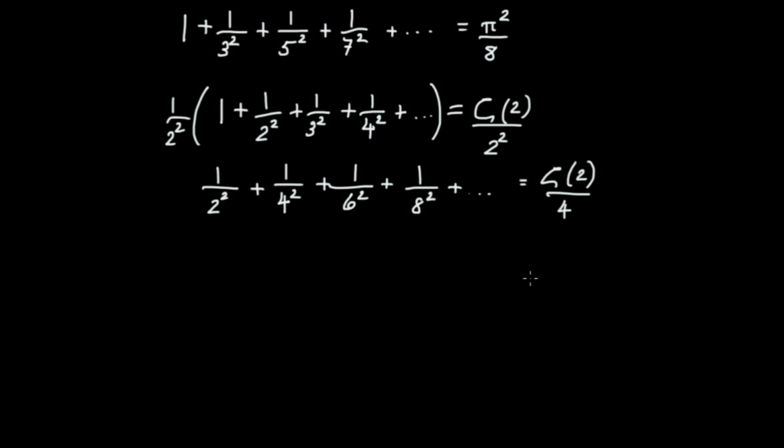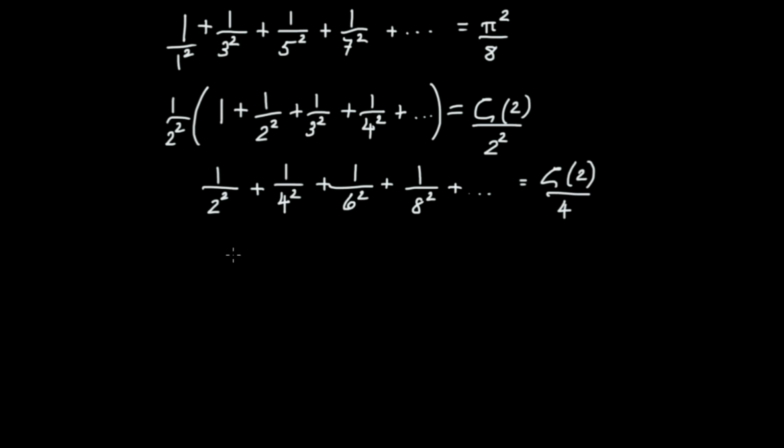2 squared is 4. Now notice what's going on here. Here I've got all the evens, the 2, 4, 6, 8, whereas in my result I had all the odds, the 1, 3, 5, 7, and so on. Now, if I were to take this series and add it to this series, if I take the evens and I add them to the odds, I just get exactly what I started with. I get everything.